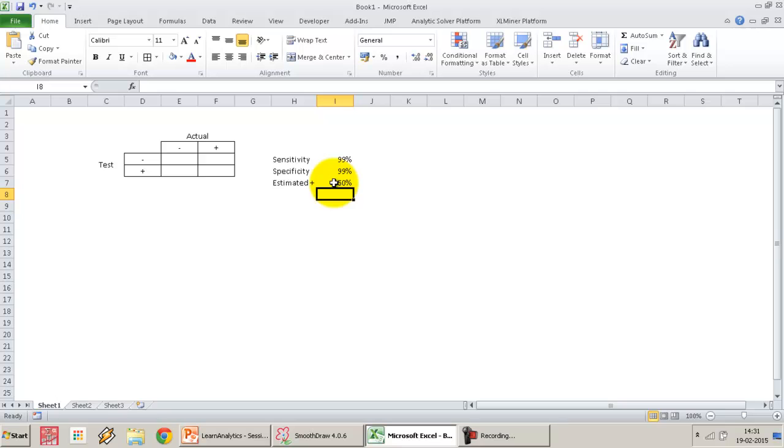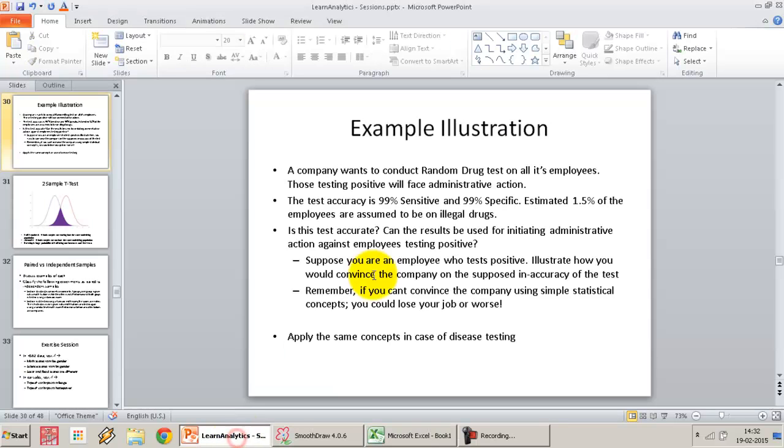Right? So what is the likelihood that this test will commit an error when detecting drug positive people? So again, we've set up this situation. The company is going to do a random drug test on all its employees. The test is 99% sensitive, 99% specific. About 1.5% of the employees are supposed to be positive on drugs, and the company wants to detect them and initiate administrative action against those people, right?